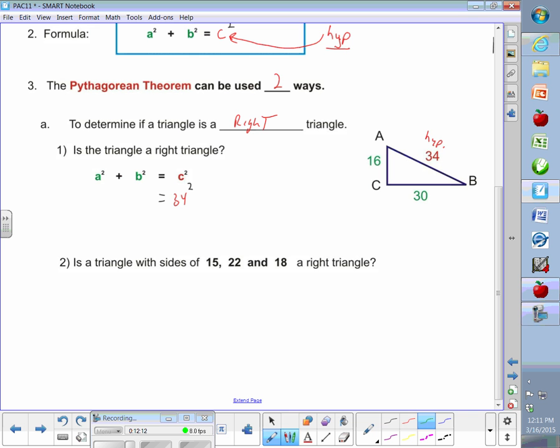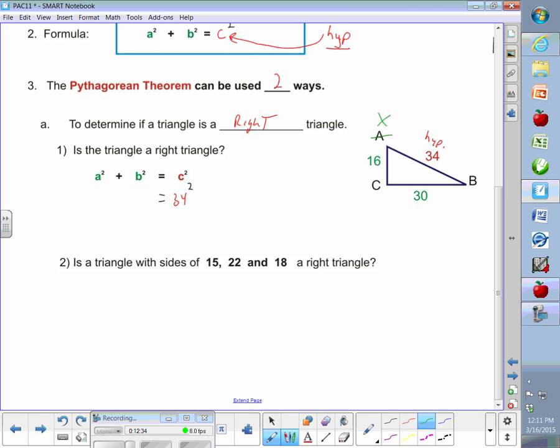Which one do I use? I don't know. What do you do? Which one's A, 16 or 30? Are you sure it's a 16? Positive? I'm not positive. Which one is the A? 30. All right. Our triangle is ABC.